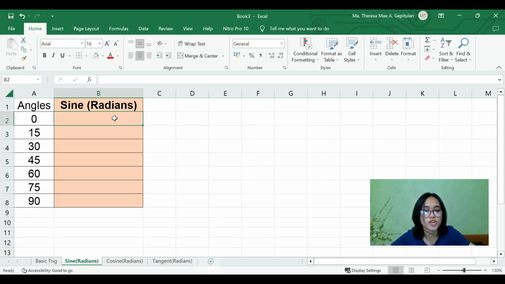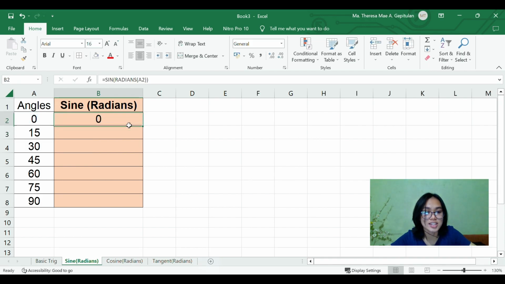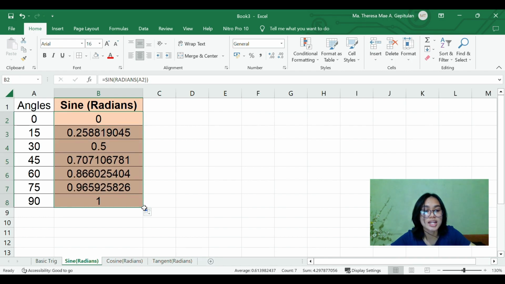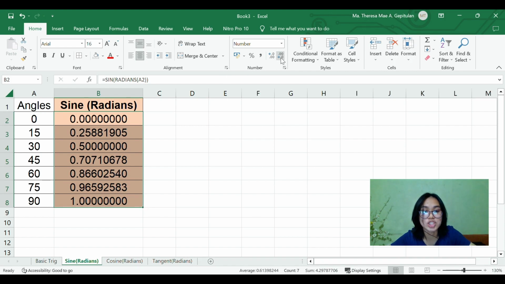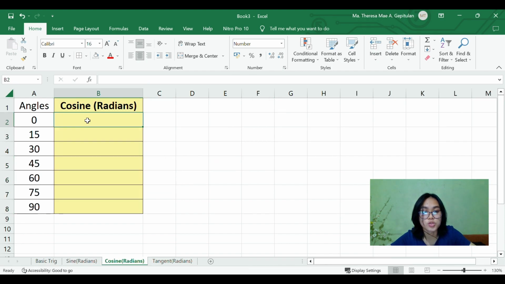So now, I'll show you another option where you can easily convert your angles, which is in degrees, to sine directly in a radian form. We first input equals SIN, then open parenthesis, RADIANS, then open parenthesis, you choose the degree, then close parenthesis for radians, and then close parenthesis for sine, then enter. Now we have the sine value of a degree in radian form. Then let's place our cursor at the bottom right and drag it down to apply the formula to the rest of the values.